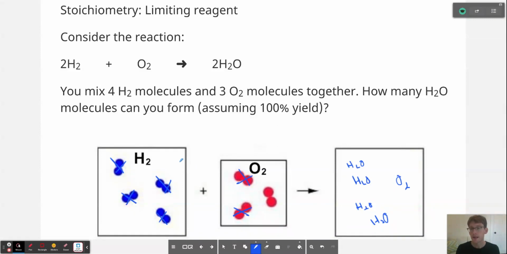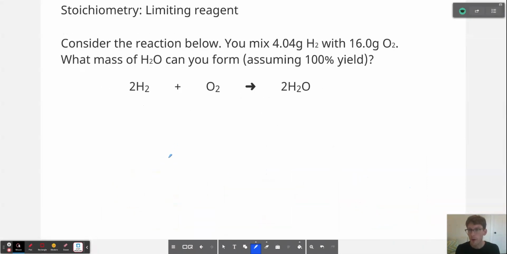In this case, the limiting reagent is the one that runs out first. That's the hydrogen. And the excess reagent is the one that there's extra of, and that's the oxygen. So that's all well and good, but what if we have a calculation to do, we don't have the particle diagram up, what if we have masses? How can we figure this out?